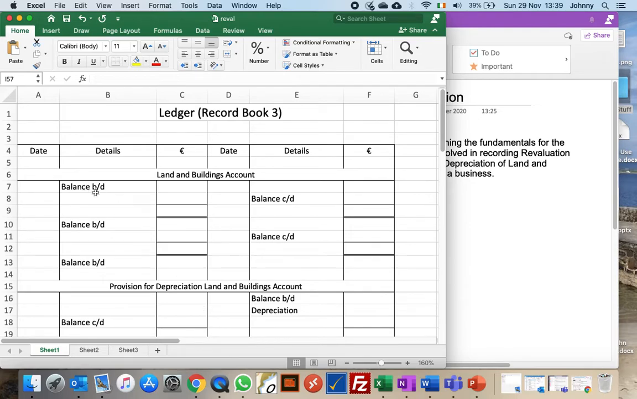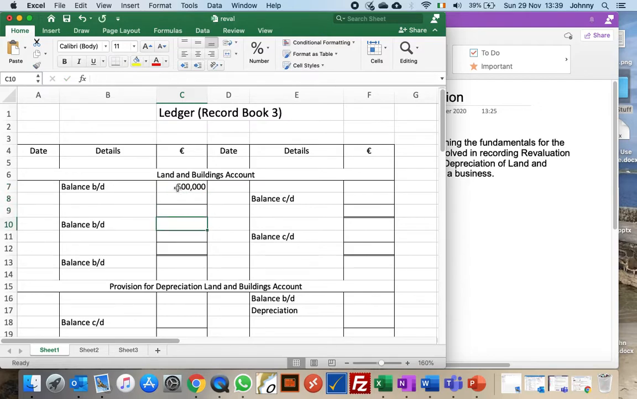Now, we have two years here. So we have an opening balance for year one and an opening balance for year two, which, when we close that off, becomes the balance at the start of year three. We're just going to look at two years, and we'll look at some of the things that can happen. I'm just going to ignore dates for now, but we'll call this first one year one, the next one year two. So let's just say we started off with 500,000 of land and buildings.